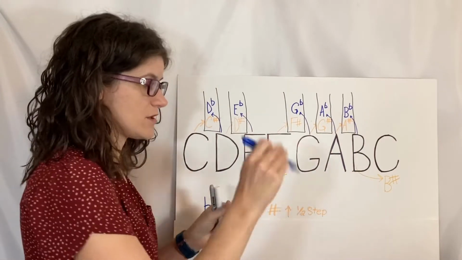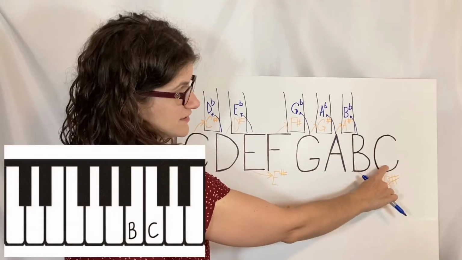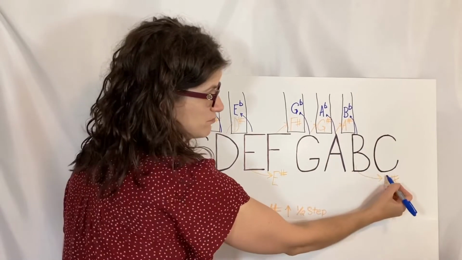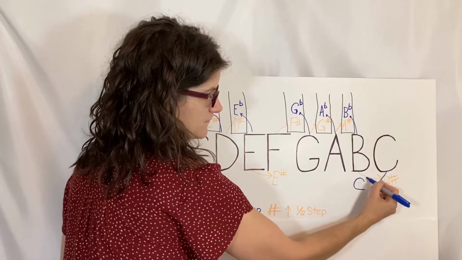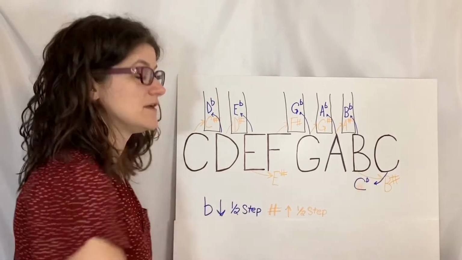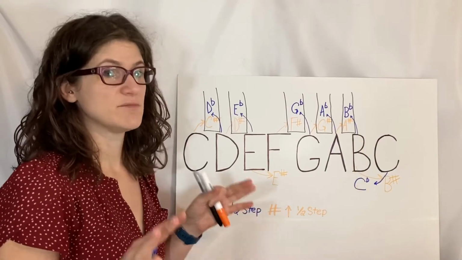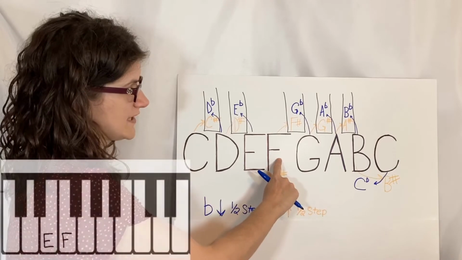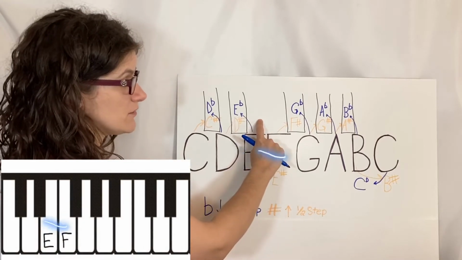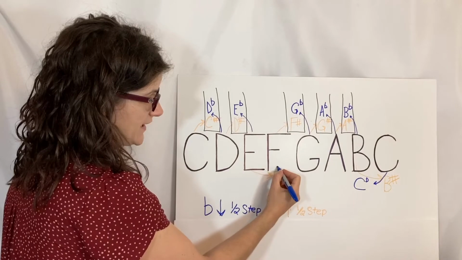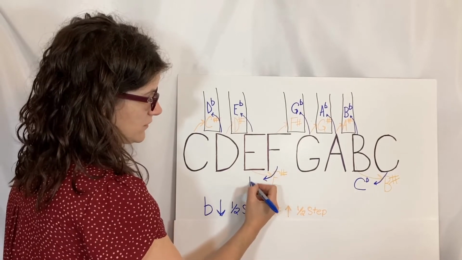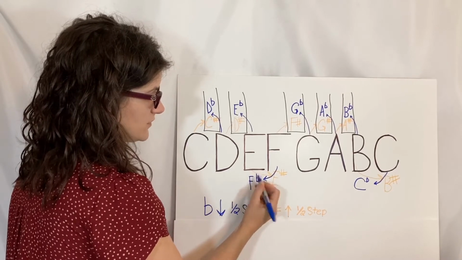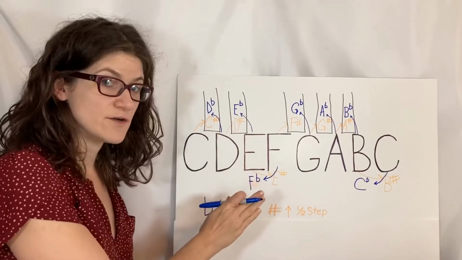Now let's do our flats in these 2 weird zones. Okay, so blue for our flats. Let's say you want to play a C flat. Oh, there's no in-between note. Directly to B. So C flat is the exact same note as B. They sound exactly the same. F flat. There is no in-between note to go to. So F flat, we go directly to E. Same exact note.